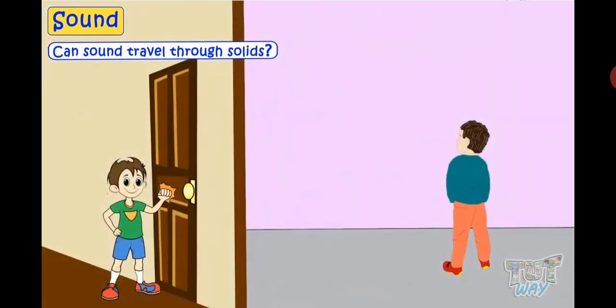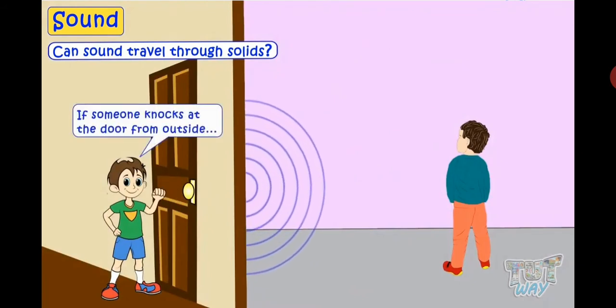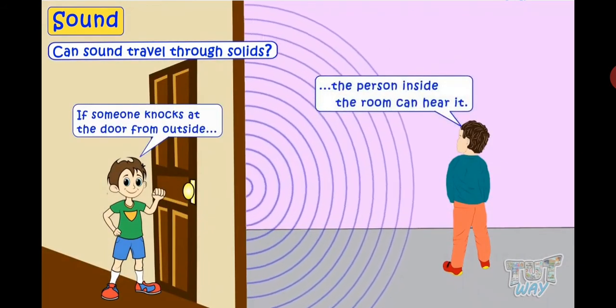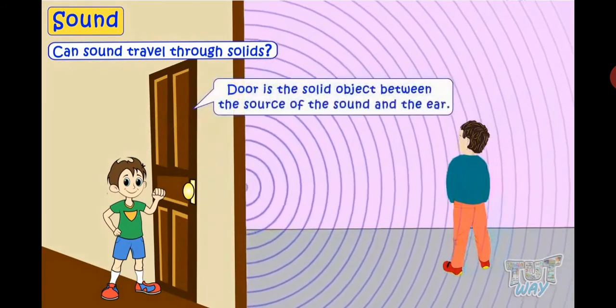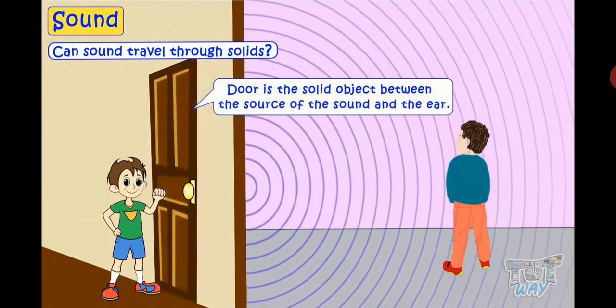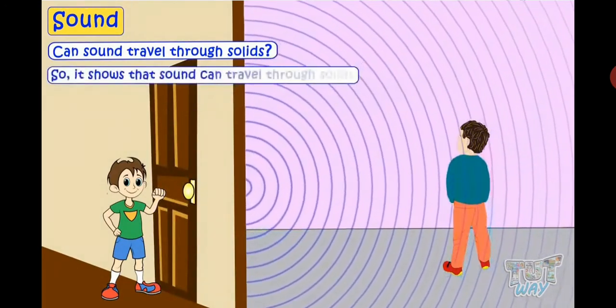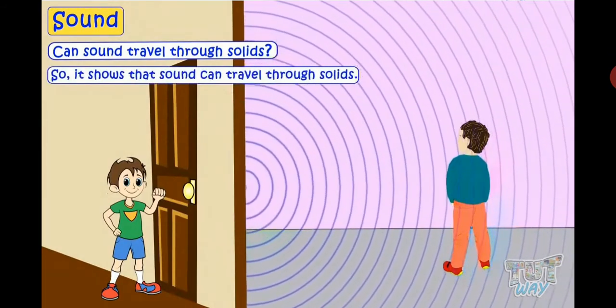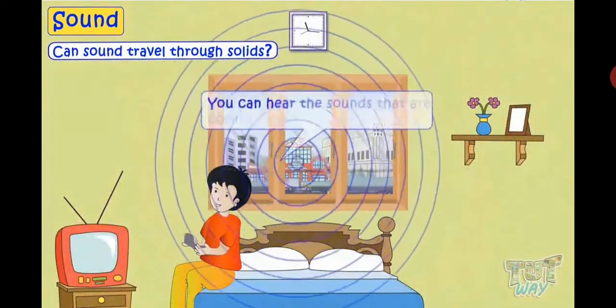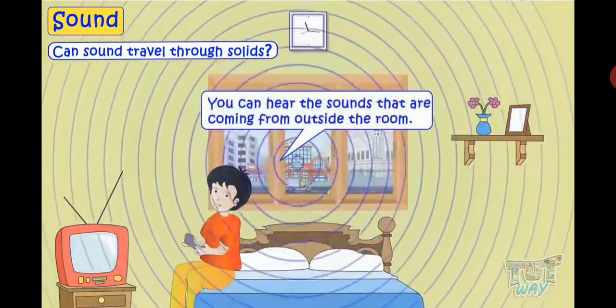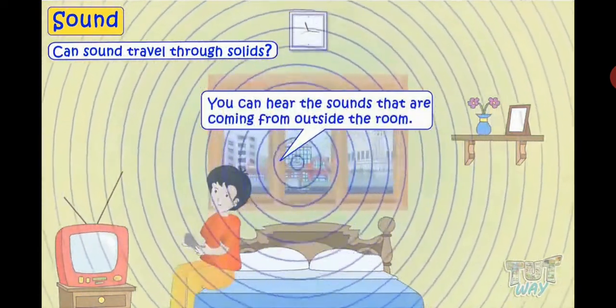Now let's see if sound can travel through solids. If someone knocks at the door from outside, the person inside the room can listen. And there is a solid object, that is a door, between the source of the sound and the ear. So it shows that sound can travel through solids. If there is any loud noise outside the room, you can hear the sounds that are coming from outside the room. That shows sound can travel through solids.